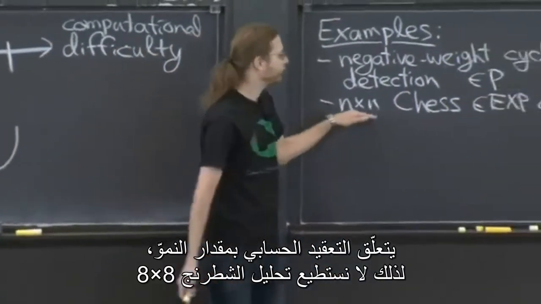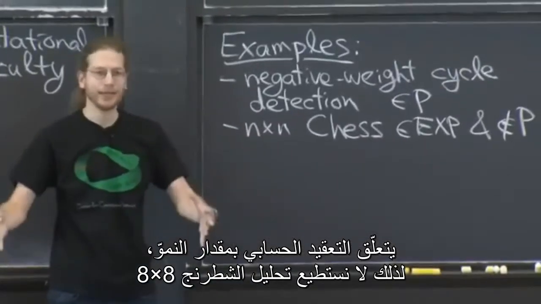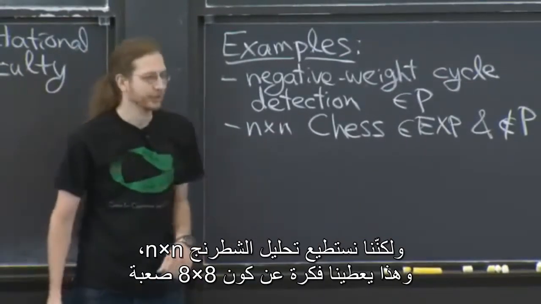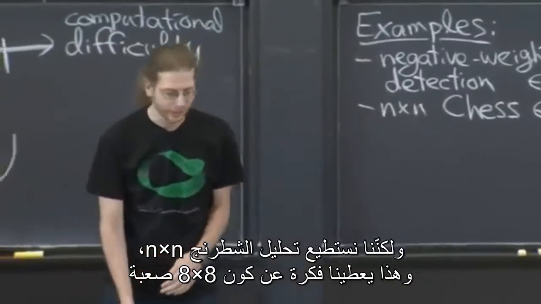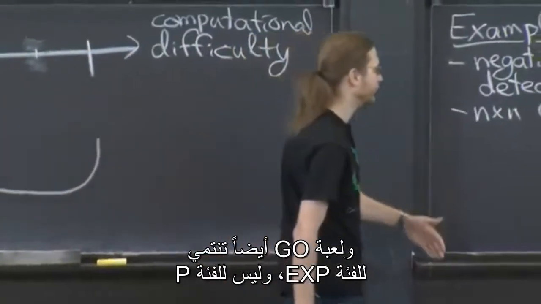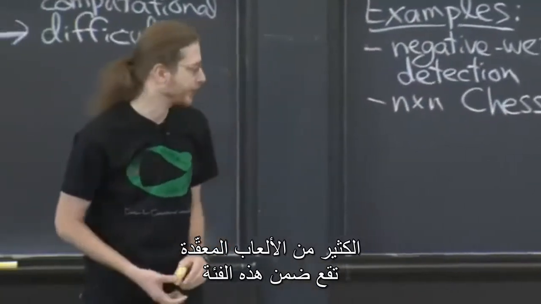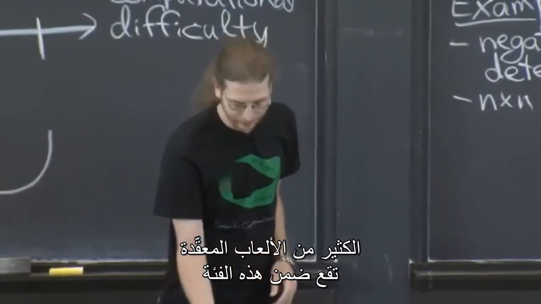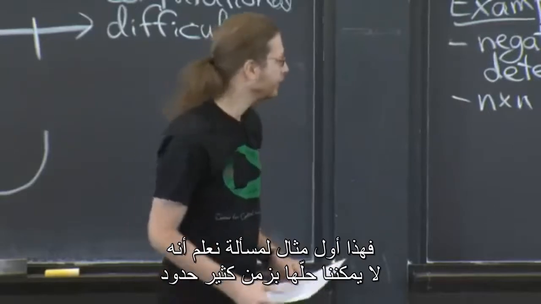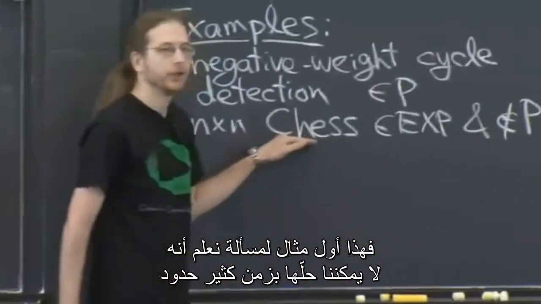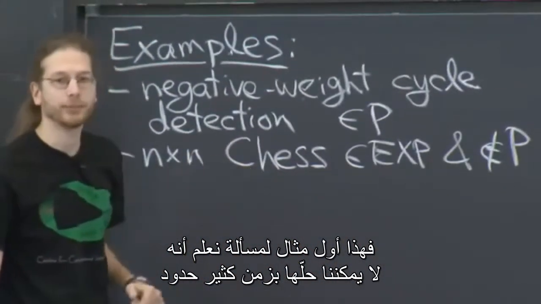Computational complexity is all about order of growth. So we can't analyze 8 by 8 chess, but we can analyze N by N chess. And that gives us a flavor of why 8 by 8 is so difficult. Go is also in X, but not in P. Lots of games are in this category. Lots of complicated games, let's say. And so this is a first example of a problem that we know we cannot solve in polynomial time.